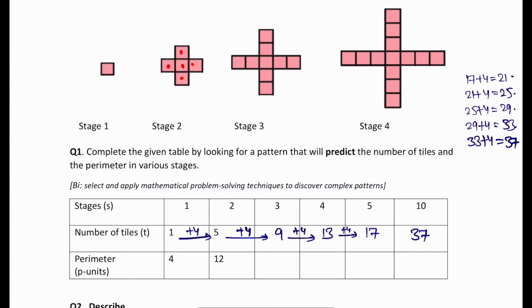Similarly, we have to find the perimeter. Perimeter, as we know, is the sum of all the sides of the boundary. Over here there are 4 units in this square, and similarly over here, if you count, 1, 2, 3, 4, 5, 6, 7, 8, 9, 10, 11, 12. This is 12 units. So from 4 to 12, it increased by 8.